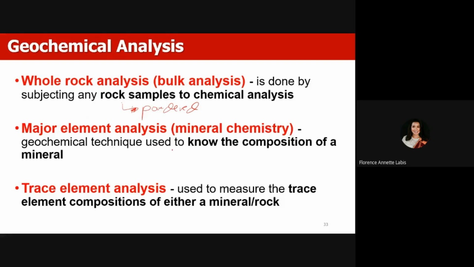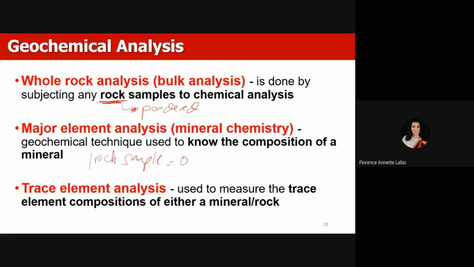This is a geochemical technique used to know the composition of a mineral. You have to make sure that this is different from the whole rock, because in whole rock, you are analyzing a whole. For example, I will give you 10 rocks. All those 10 pieces of rocks, you're going to powder and analyze together. But for the major element composition, I am going to give you one rock sample, for example, a peridotite. So what will you analyze?